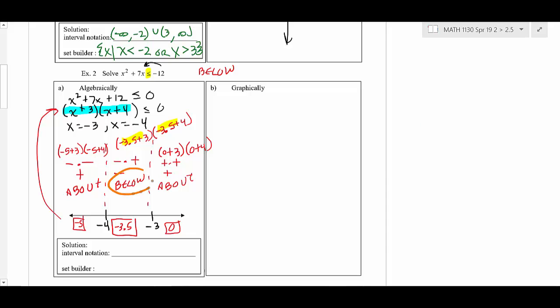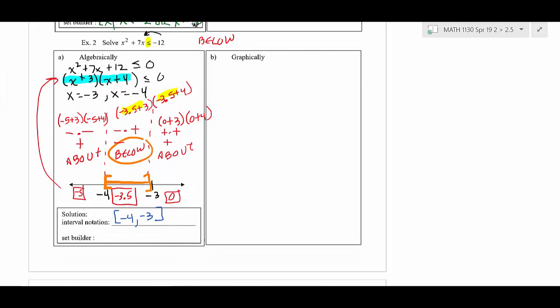This part right here, where you're below. And you would have brackets on this, so the region where your graph is below the x-axis is right there. So your solution would be bracket -4, -3 bracket, and that again is because it has a less than or equal to. As far as set builder goes, you would say set of x, then -4 less than or equal to x, less than or equal to -3, like that.